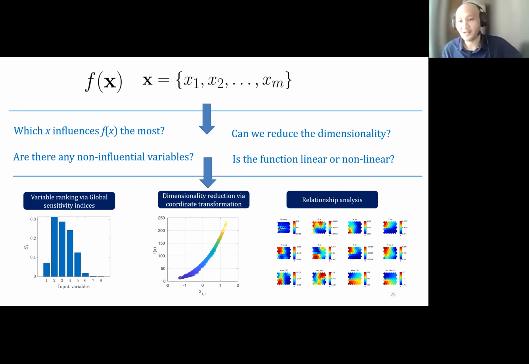And then the third one is we can do a relationship analysis by using techniques such as self-organizing map, parallel coordinate plot. Basically, the goal is the same. We want to know which variables are the most important, least important, or we also want to know the relationship between variables in the Pareto optimal solutions.